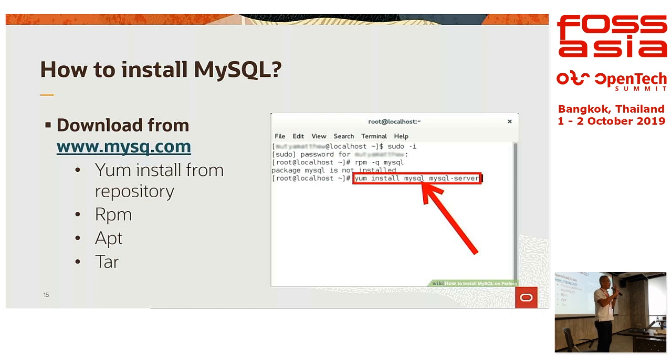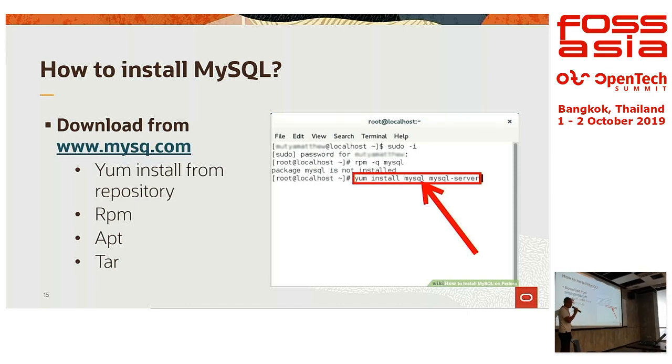Okay. So at this point, you understand a little bit about MySQL. How do you install MySQL? All right, so you can download it from our website, www.mysql.com. Depending on the system that you work on, whether it's Windows or Linux, and the different package installation, you could use yum install or RPM, or APT, or you could use tar to extract the tarball from the download into a directory of your choice. Okay.